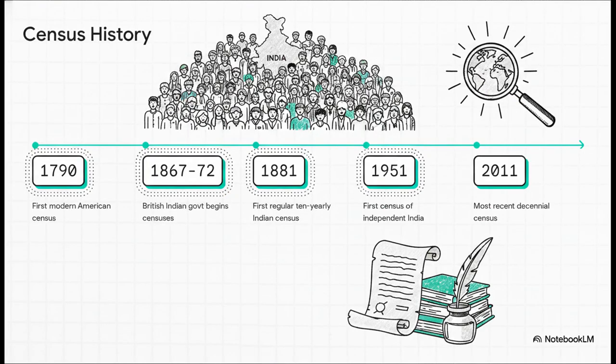Charting the history of the census is pretty cool. It started with the modern American census back in 1790, but India actually has a remarkable journey here. The British Indian government began conducting censuses between 1867 and 1872, and that led to the first regular 10-yearly census in 1881. Independent India then proudly continued this tradition in 1951.